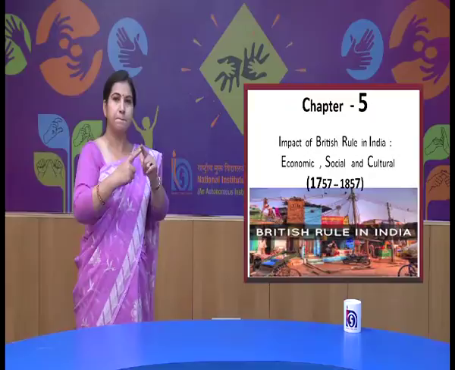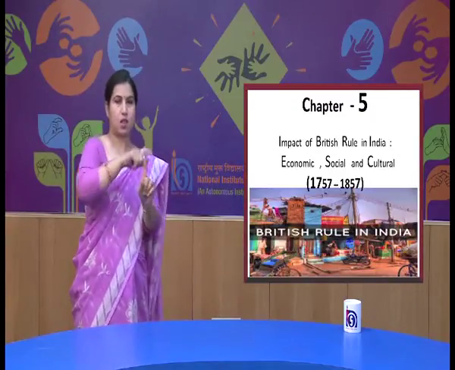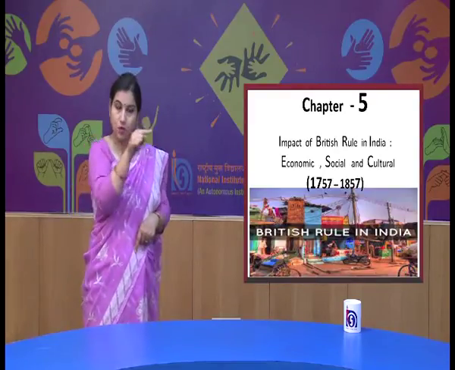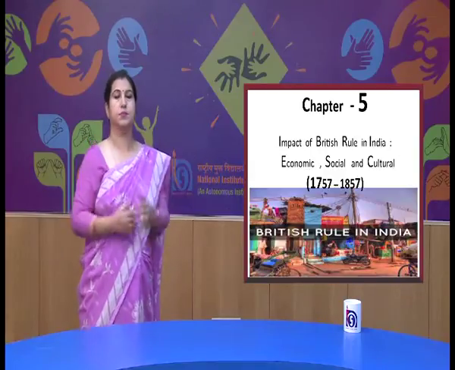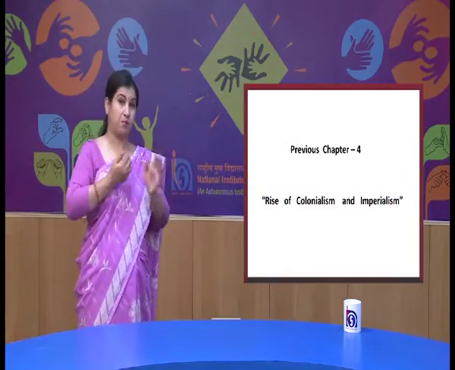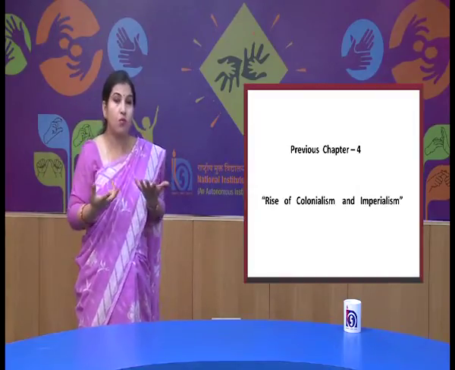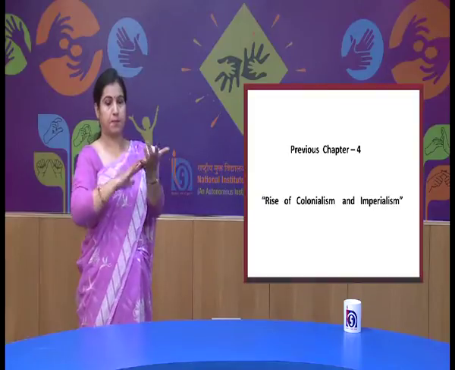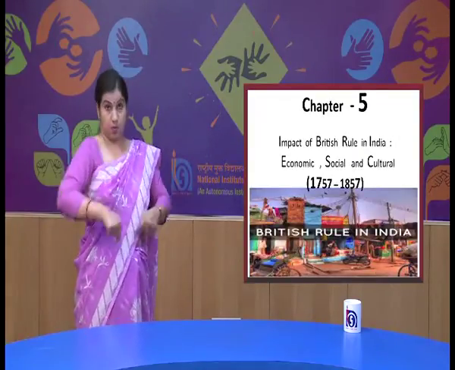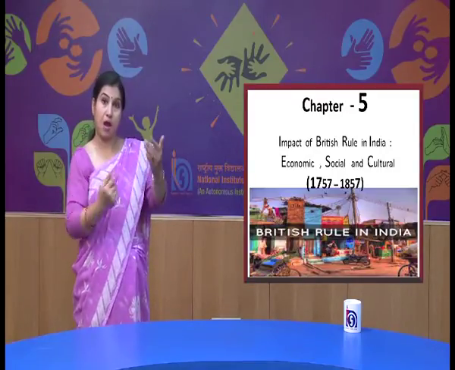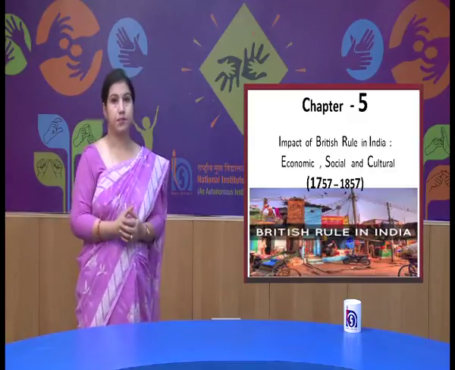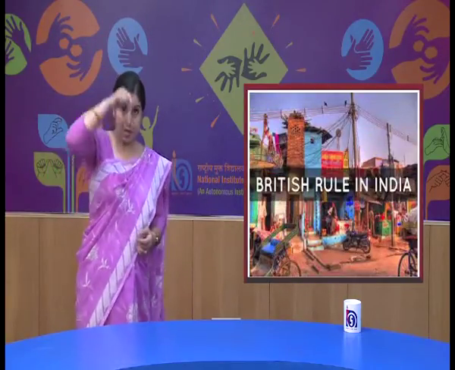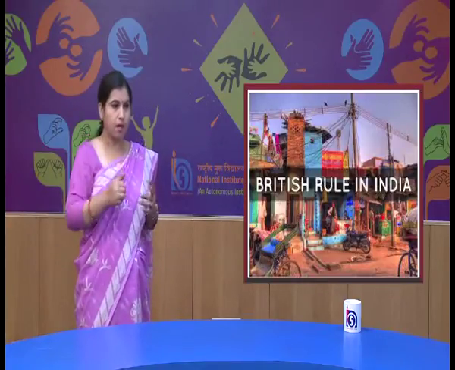Welcome, learners. Today we are going to take up a fresh chapter titled Impact of British Rule in India, Economic, Social, and Cultural from 1757 to 1857. As you know, in our previous chapter, we had discussed the rise of colonialism and imperialism in the world. In today's video lecture, we will study part first of chapter 5, that is, the coming of the British to India and the process of India's colonization.